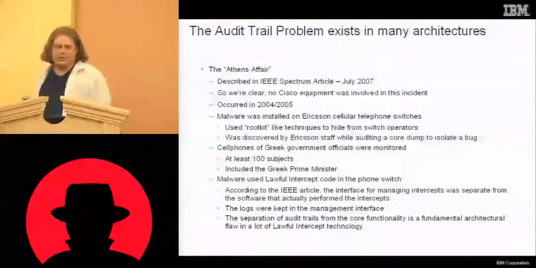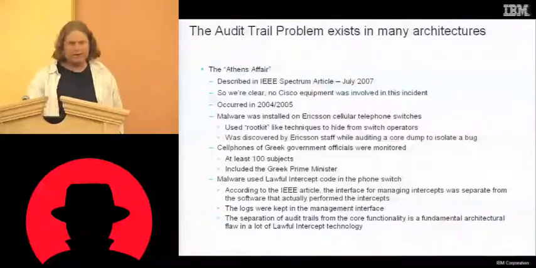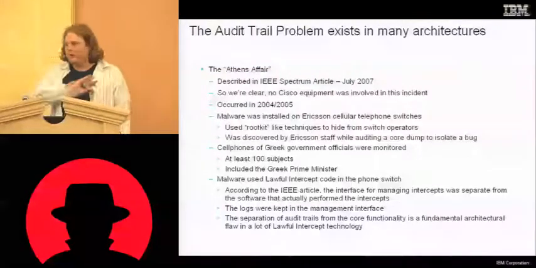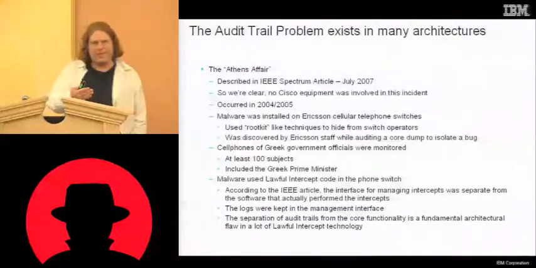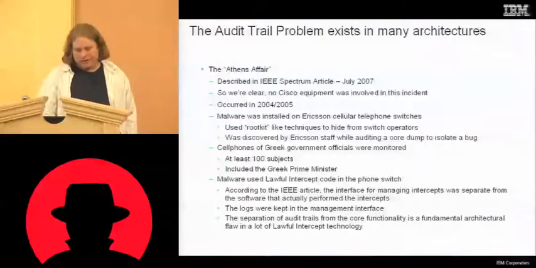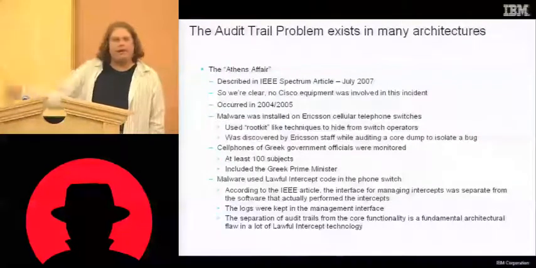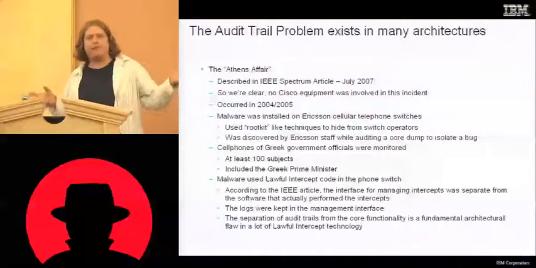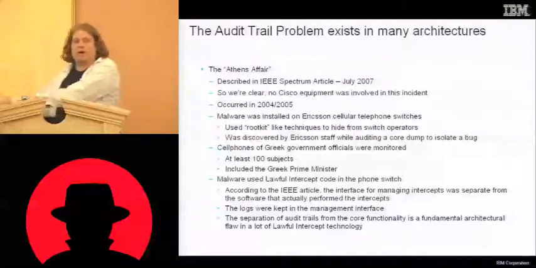some Ericsson cellular phone switches that were in Greece. And I want to make it clear, no Cisco equipment was involved here. These were totally different machines built by a different company for use in the cellular network with a completely different technical architecture, except that they had this same flaw, that there was a disconnect between the device that performs the wiretapping and the device that's used to provision the wiretaps. And the logs were all kept on the provisioning device and not on the device where the actual wiretaps occurred.